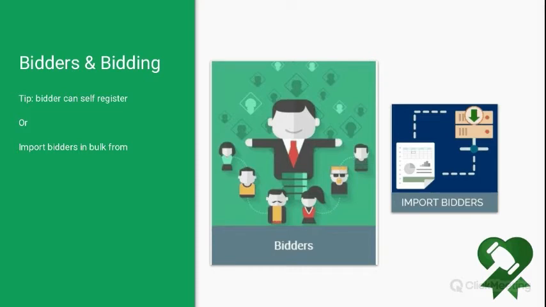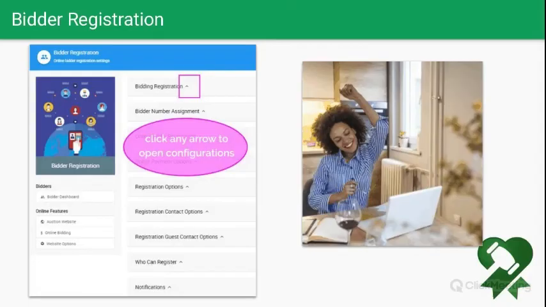For an online auction, anybody can register. Just give them the link and let them go for it. Bidders can register themselves online if you enable the online registration feature set. So before the bidding begins, bidders do need to register, of course. Registration will provide them with a bidder number that will be used throughout the process.